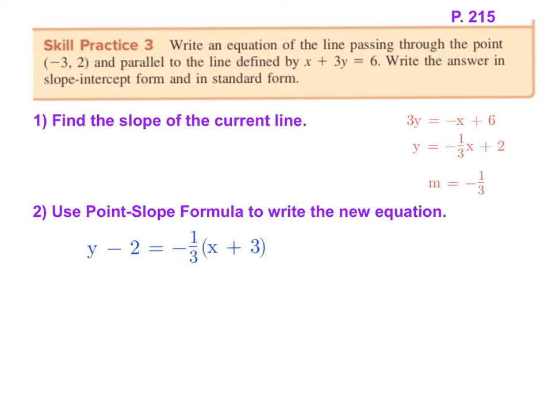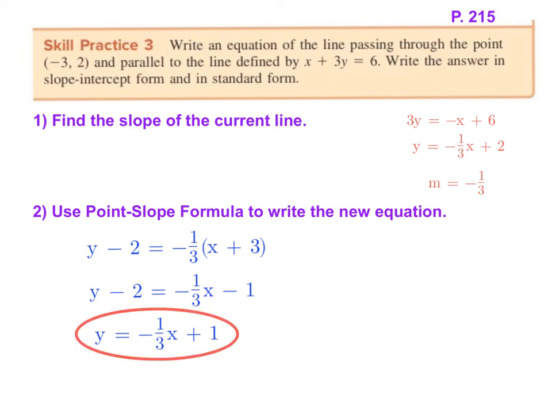I'm going to distribute again, and I'm going to get the y by itself to take care of the slope-intercept form first. That'll be the easiest. So I distribute here, I get negative 1/3 times x. Negative 1/3 times 3 was negative 1. Add the 2 to the other side. So my slope-intercept form is y equals negative 1/3 x plus 1. Same slope, different y-intercepts. This will be parallel to this line. Okay. So there's the first part.